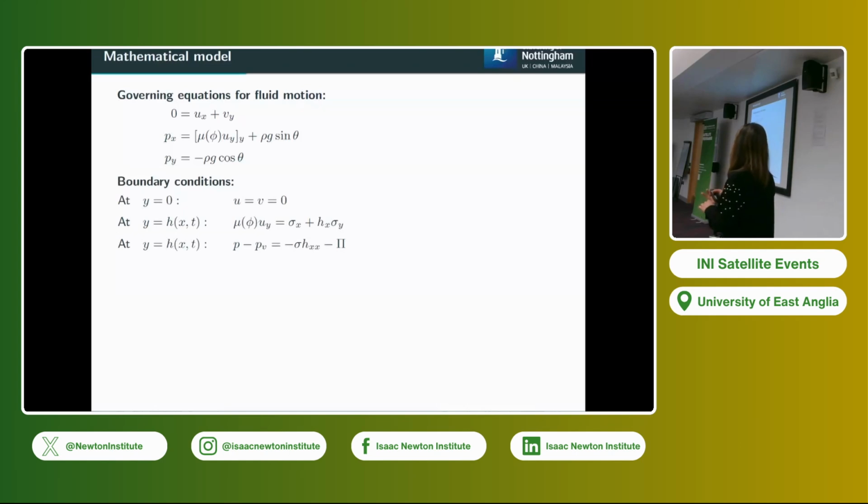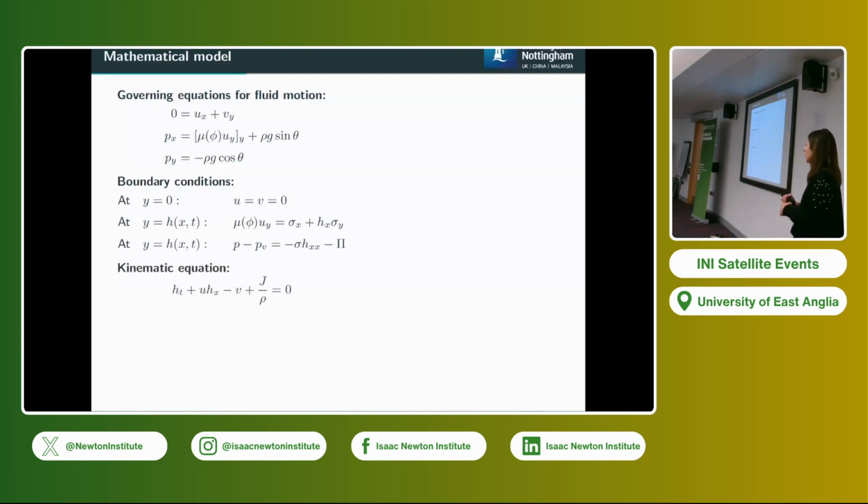We have no slip and no penetration at the solid wall. And at the gas-liquid interface, we have tangential and normal stress balance. In the tangential equation, we see gradients of the surface tension, which, as mentioned already, depends on the temperature due to thermal effects. And in the normal stress equation, P is the pressure of the liquid and PV is the pressure in vapor. And on the right-hand side, we have the Young-Laplace equation for the surface tension and curvature, and capital Pi is the disjoining pressure.